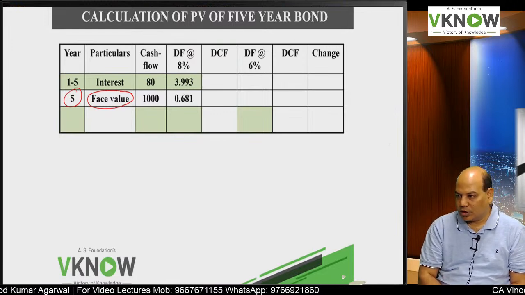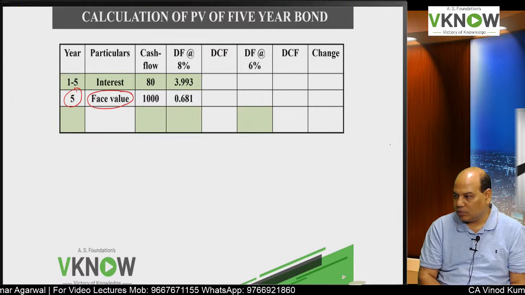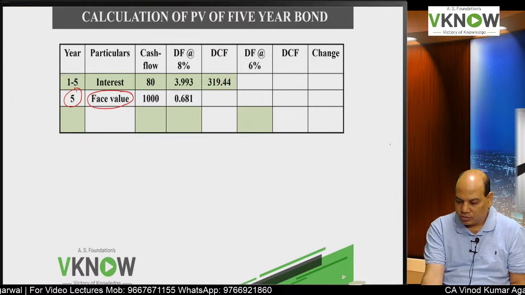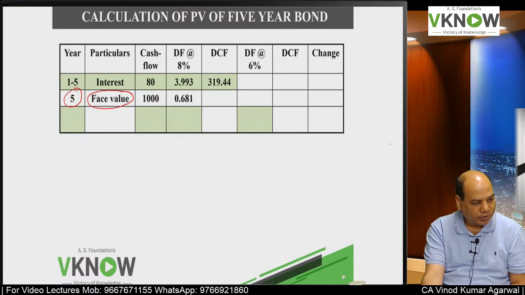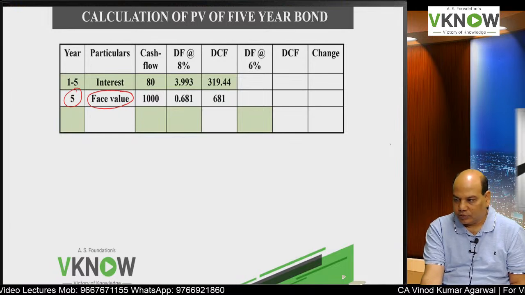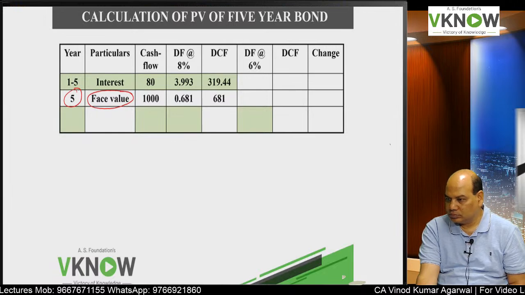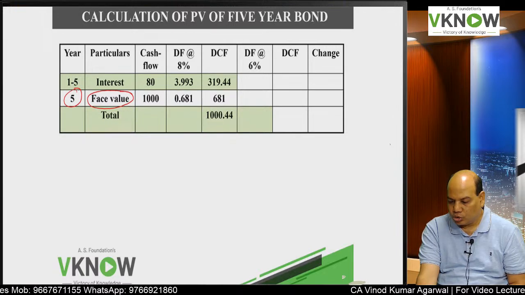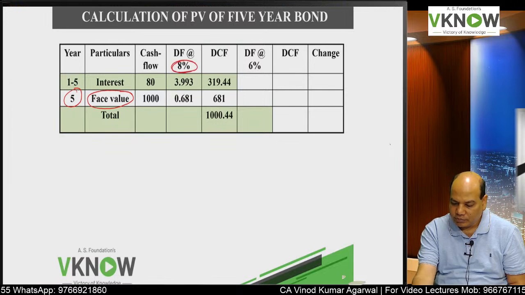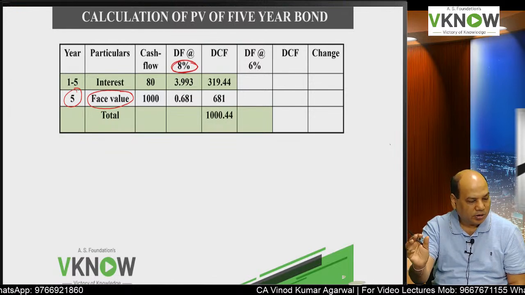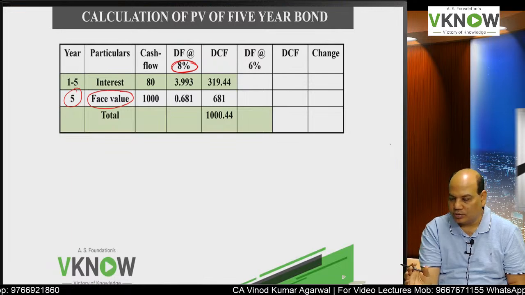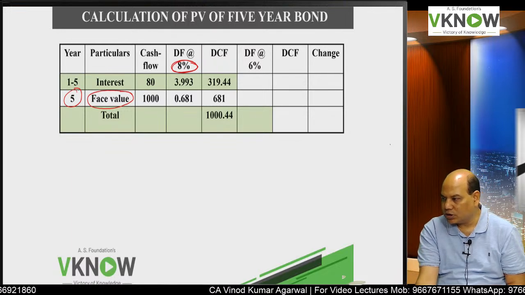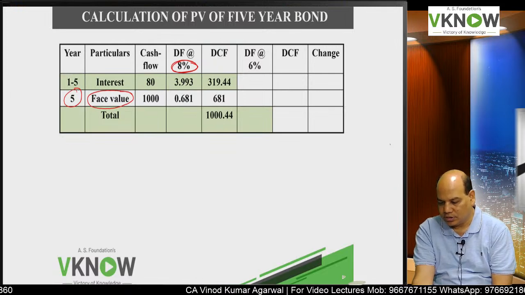Multiply and take the total. So multiply 319.44 and 681. Total should be close to 1000, because coupon rate is also 8% and discount rate is also 8%. So actually the answer should have come to 1000. But because of the rounding off in the discounting factor, there is some difference, no problem. Is it right?